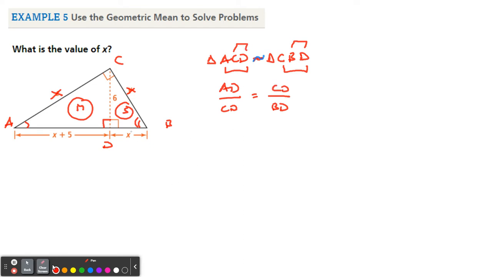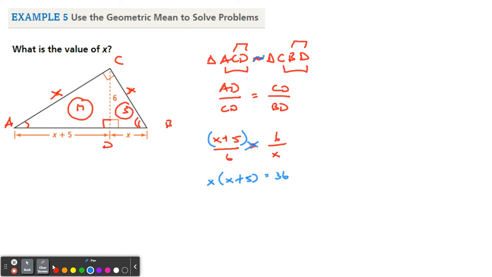Okay, now I'm going to fill in what I know. So AD is x plus 5. CD is 6, and BD is x. And now I'm going to cross multiply. And now I'm going to put this x plus 5 in parentheses. This is a binomial, right? So we're going to put x times x plus 5 equals, and 6 times 6 is 36.